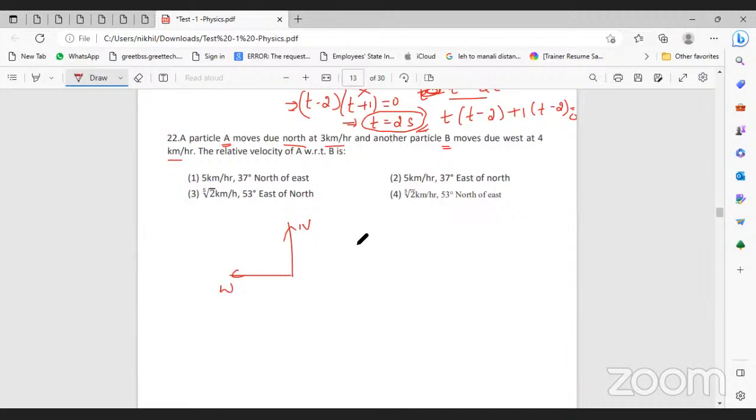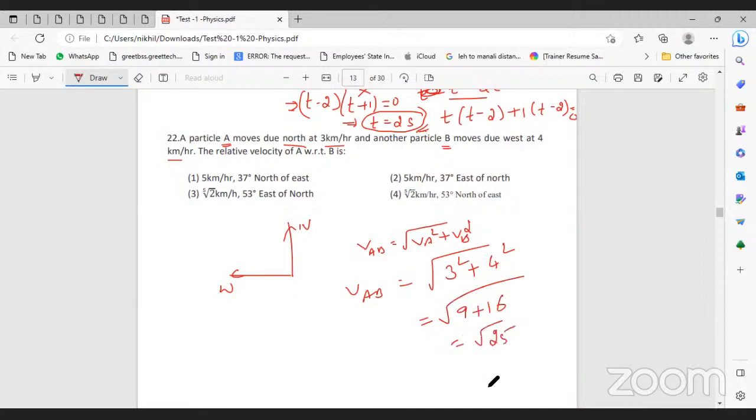If they are in perpendicular directions, what is the relative velocity formula? It is root of VA squared plus VB squared because they are perpendicular. So VAB is equal to, one speed is 3 squared, the other speed is 4 squared. This will be root of 9 plus 16, isn't it? Which is nothing but root 25. Root 25 is nothing but 5 meter per second. So what is the relative velocity?